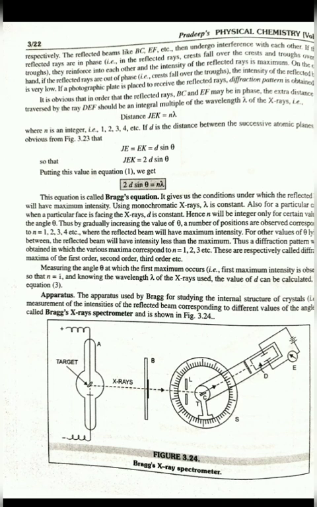Measuring the angle theta at which the first maximum intensity is observed, so that n is equal to 1, and knowing the wavelength lambda of the X-rays used, the value of d can be calculated using the equation. Apparatus. The apparatus used by Bragg for studying the internal structure of crystals, that is, for measurement of the intensity of the reflected beam corresponding to different values of the angle theta, is called Bragg's X-ray spectrometer and is shown in the figure.